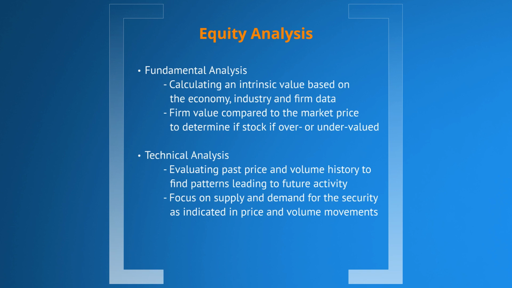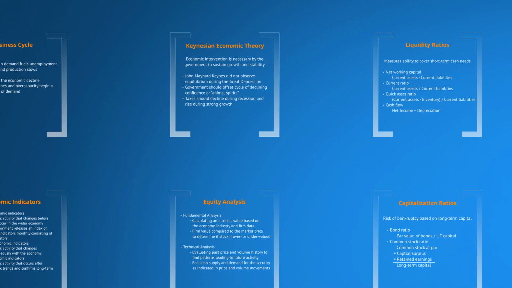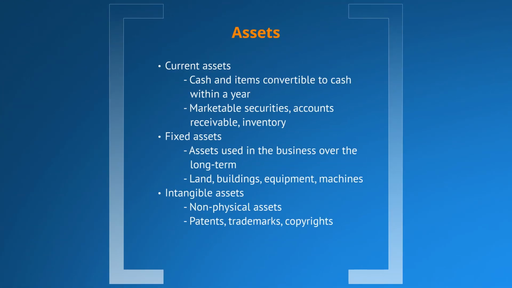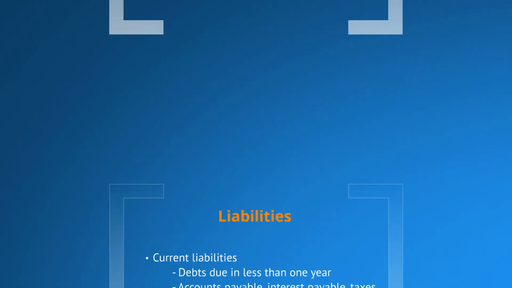Technical analysis emphasizes the supply and demand balance of the stock. And the main tools for that have to do with the price and volume history and strength of the stock in the recent past. Let's take a look at what we need for fundamental analysis first. We need to understand the financial statements. So let's look at assets. You should know what a current asset, which are convertible within a year, a fixed asset, which are longer term, and intangible assets, which are things like patents, trademarks, and copyrights.